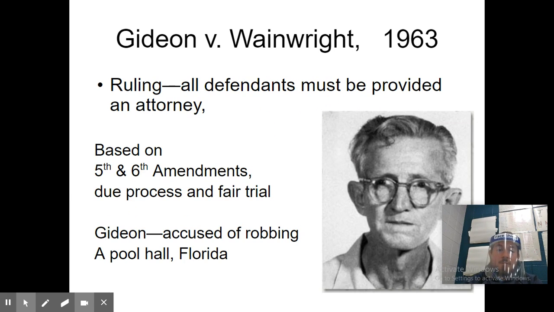Gideon versus Wainwright, this is the one that secures the fact that everybody has a right to an attorney. And this is based more on the Sixth Amendment, but the Fifth and Sixth Amendments, because the Fifth and Sixth Amendments deal with due process and a fair trial.